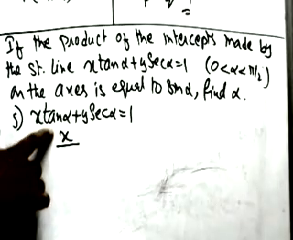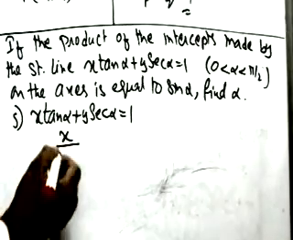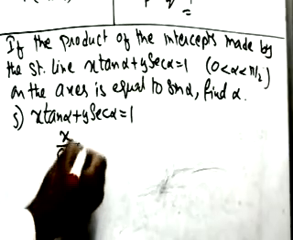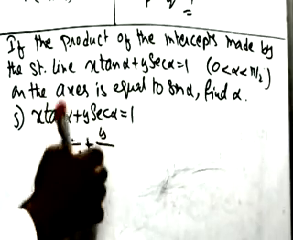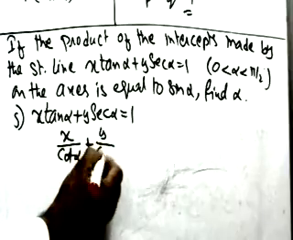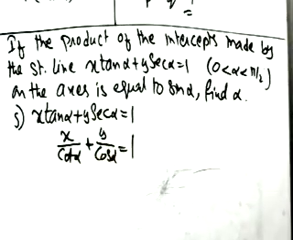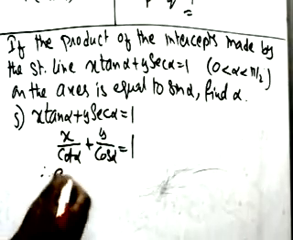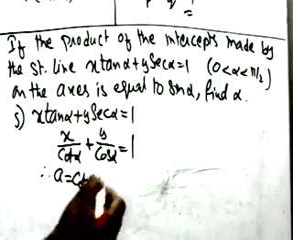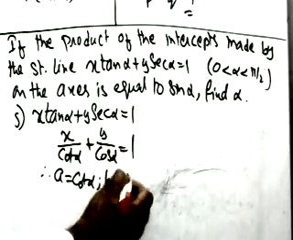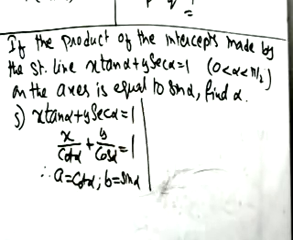We can write it like this: x by, if we bring this from numerator to denominator, it will be the reciprocal. So the reciprocal of tan is cot alpha, plus y by, if we bring this to the denominator, the reciprocal of sec is cos alpha, equals 1. Therefore, the x-intercept a is cot alpha here. The y-intercept b is sin alpha here.